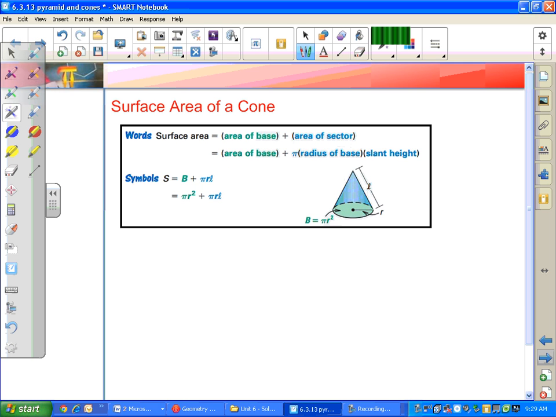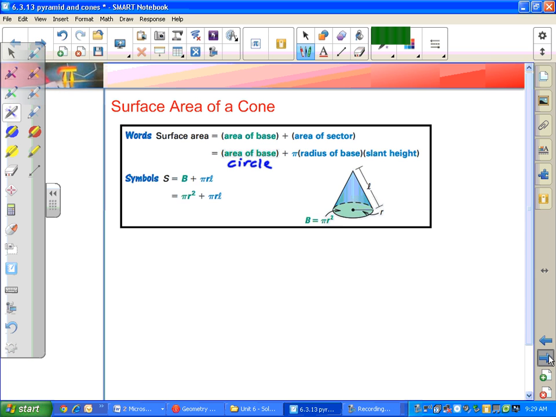So the area of the base, by the way, this base is a circle, right? So the area for a circle is pi r squared. But then what we're going to do to find the area of the sector is we're going to take pi, multiply it by the radius, and multiply that by the slant height. Okay, so we'll talk again more about where this formula is coming from and how it is developed when we meet in class. So the formula for the surface area of a cone is pi r squared plus pi rl, where r is the radius of the base and l is the slant height.